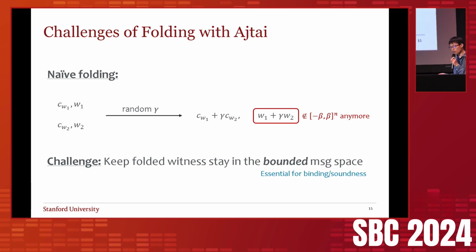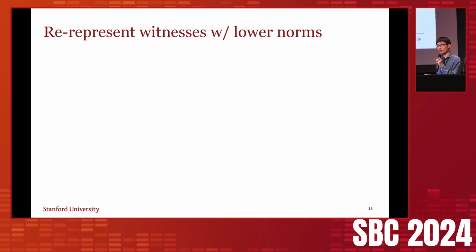So we face a real challenge here: how can we keep this folded witness always staying in this bounded message space of commitments, even after so many folding steps? And this is essential for the security of a folding scheme. We solved this issue using two techniques. The first technique is called the decomposition trick, but put another way, it is to re-represent and think about this input witness in a slightly different way.